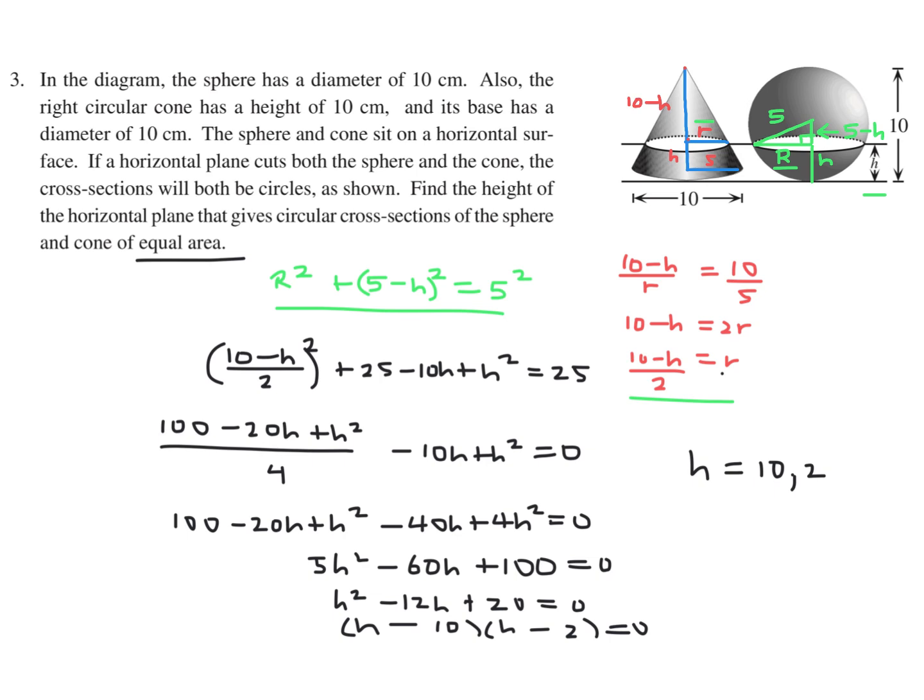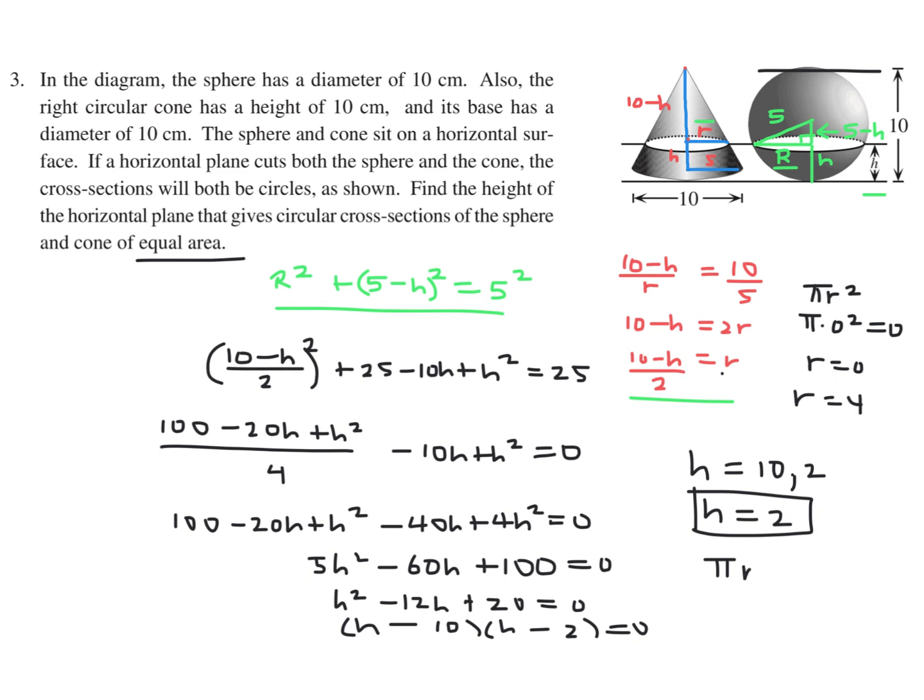Now let's think about this. If H is 10, that means the height is all the way to the top. And if the height is all the way to the top, the cross-section essentially would have an area of 0. Because if H is 10, that means that R would be 0. So the area of that cross-section, which is pi r squared, would be pi times 0 squared, which is 0. So obviously H cannot be 10, so the only admissible value is H equals 2. And that would make R equal to 10 minus 2 is 8. 8 divided by 2 is 4. And therefore pi r squared would be 16 pi. So H equals 2 is the only height that makes sense. So therefore that's the right answer.